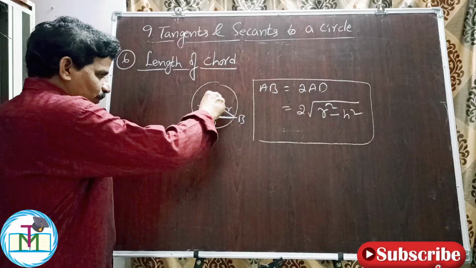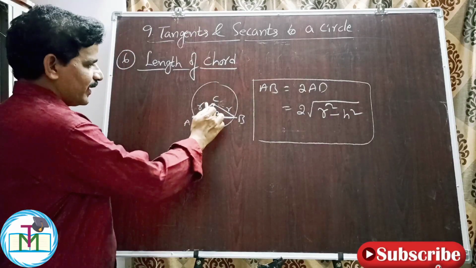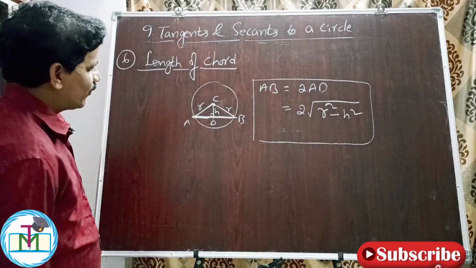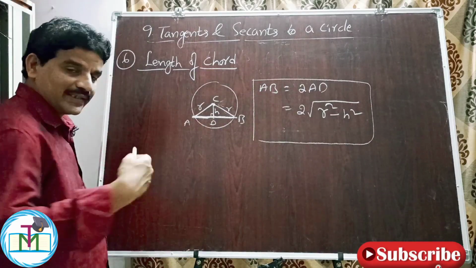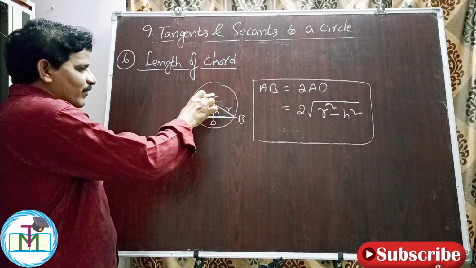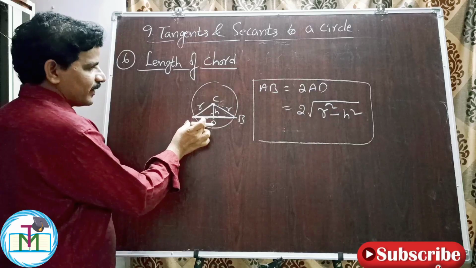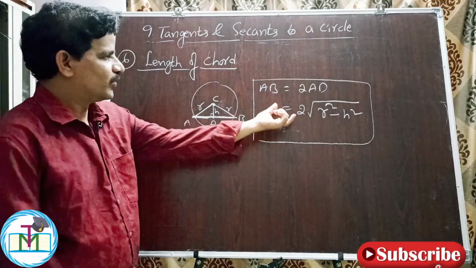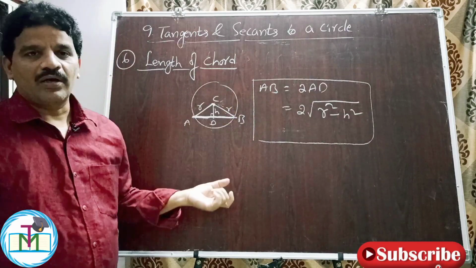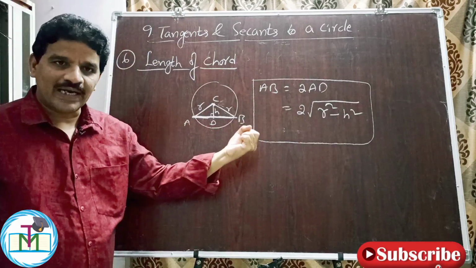Now I am drawing one perpendicular. CD is perpendicular to what? AB. Therefore I am taking it as H. So therefore I want this distance AD. AD is given by Pythagoras theorem. R square is equal to AD square plus CD square. I want AD square. AD is equal to under root R square minus H square. So this is the length of the chord. Any chord, if you take any chord, this formula will give you the length of the chord.